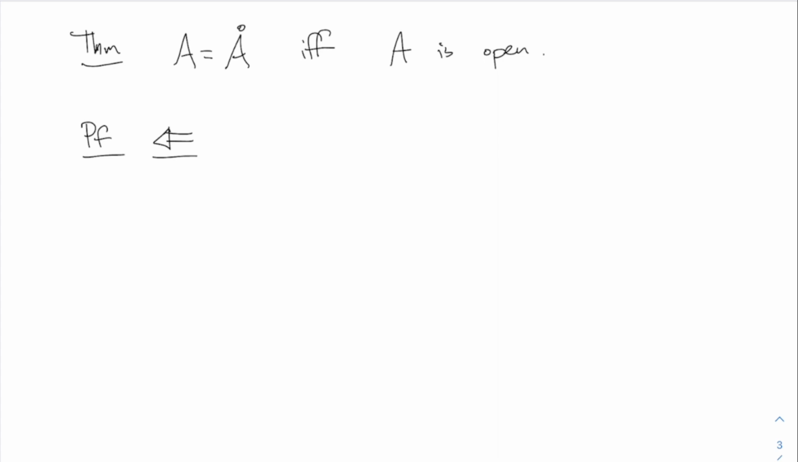You assume A is open? What? Sorry, I meant the other direction. I wrote the arrows backwards on my notes. It doesn't matter what order you do them in, but this way is easier. So we assume that A is equal to A interior. And then I want to show A is open. If you see it, it is very, very easy to connect the dots here. Can anybody say why this is true?